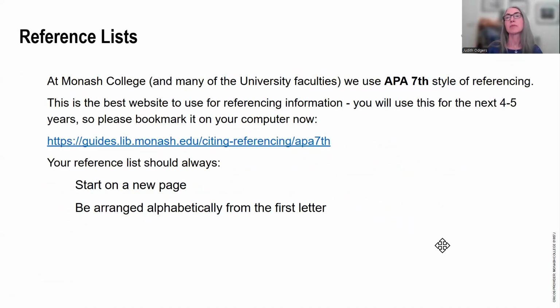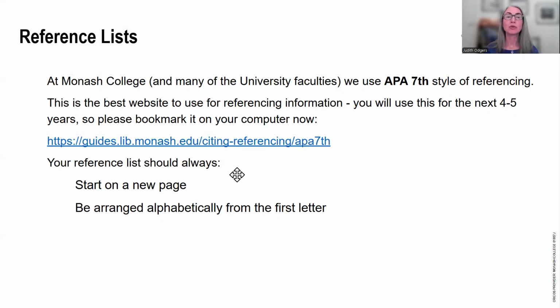Reference lists are a list of all the sources that were cited in the assessment. At Monash College and many of the university faculties, we use APA 7 style of referencing. This is the best website to use for referencing information. You will use this for the next 4 to 5 years, so please bookmark it on your computer now. It's in Moodle in the Learning Resources tile.